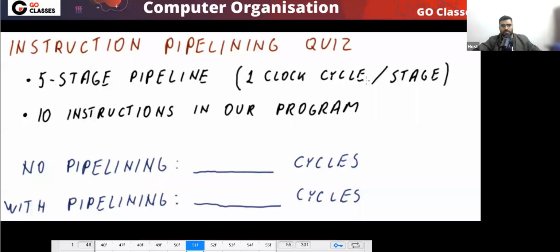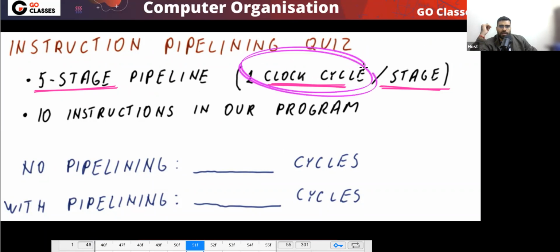Now let's see this one. Tell me the answer for this question. You have a 5 stage pipeline, in which you have separated your hardware into 5 stages, with one clock cycle per stage. Every stage is taking one clock cycle. There are 10 instructions in our program.